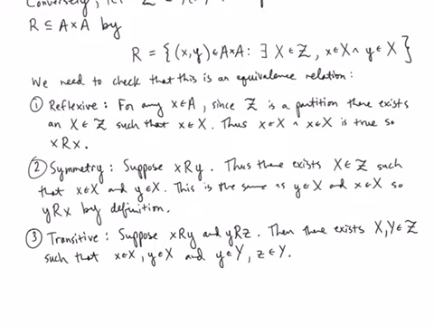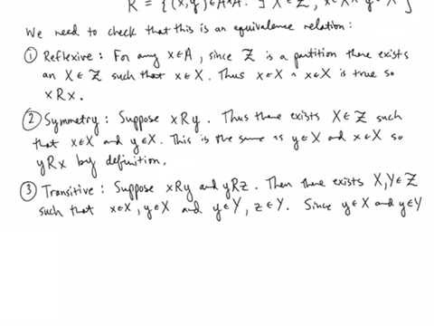Okay, so now the key thing is we have to use a property of partition here, that an element can be in one and only one element of the partition. So since y is in X and y is in Y, but Z is a partition, it follows that actually capital X is equal to capital Y.